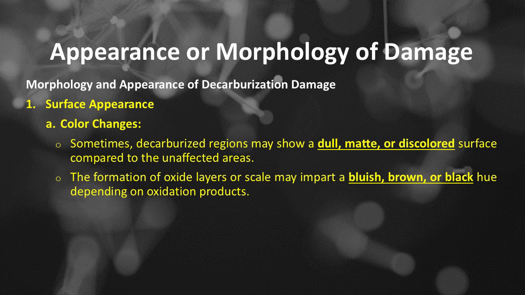Number 1 of the morphology and appearance of decarburization damage is surface appearance. Number A, color changes. Sometimes, decarburized regions may show a dull, matte, or discolored surface compared to the unaffected areas. The formation of oxide layers or scale may impart a bluish, brown, or black hue depending on oxidation products.